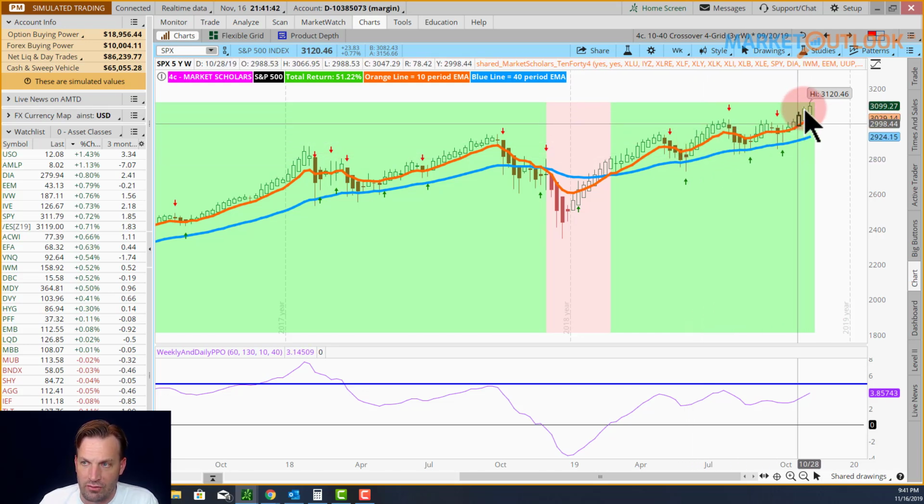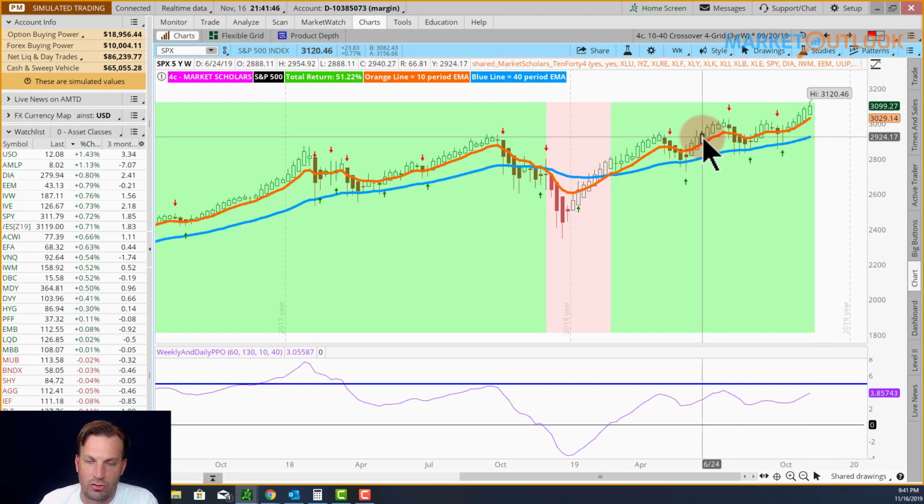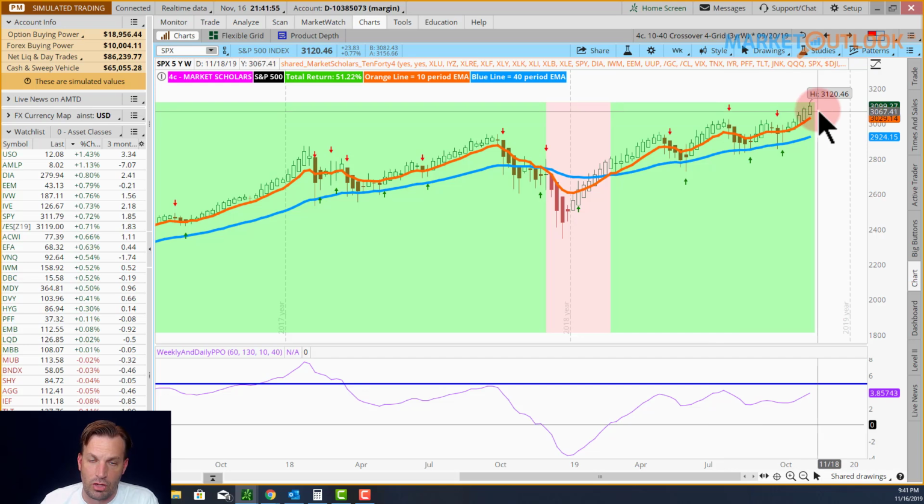So now we have that 7% rally here, and again, I expect a similar type of candle where we don't even get up to a higher high on a weekly basis, much less a close above that high. So that's kind of what I'm expecting here going into next week.